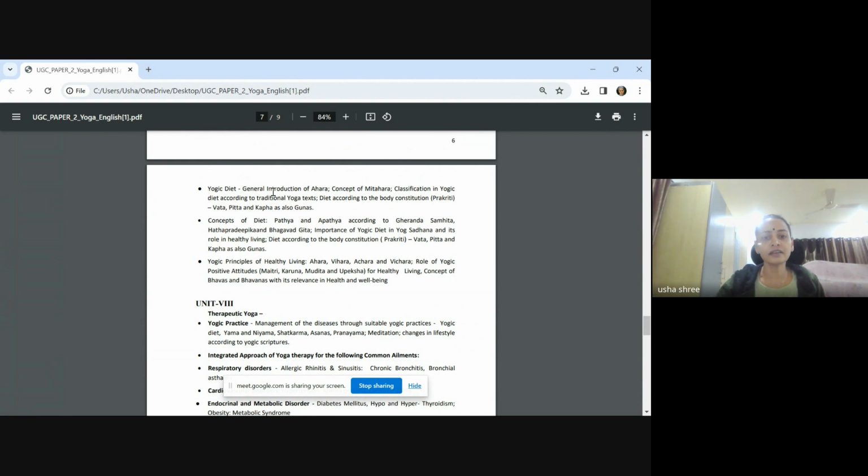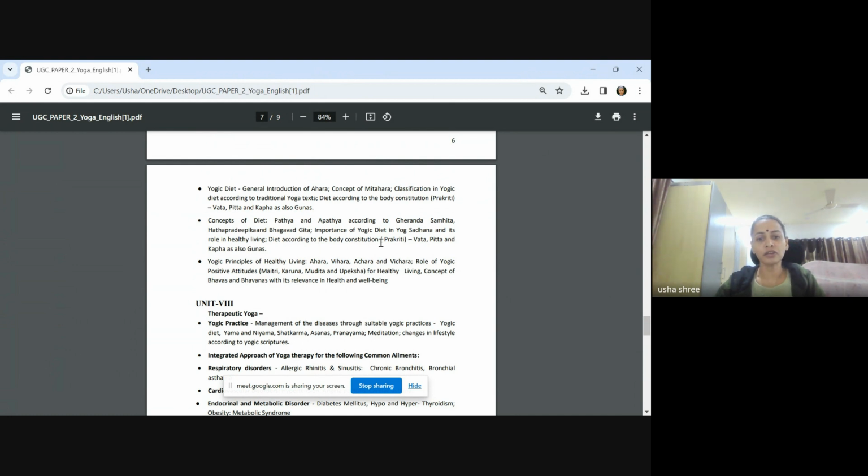Then yogic diet, the ahara mitahara concept, which is taken from the Hatha Yogic text. Then you have a little bit of information about body constitution, vata, pitta, kapha, the gunas, and concept of diet, which is patya and apatya ahara. According to Gheranda Samhita, Hatha Yoga Pradipika, Bhagavad Gita, all these texts give some information about patya and apatya ahara. And then importance of yogic diet in yoga sadhana and its role in healthy living.